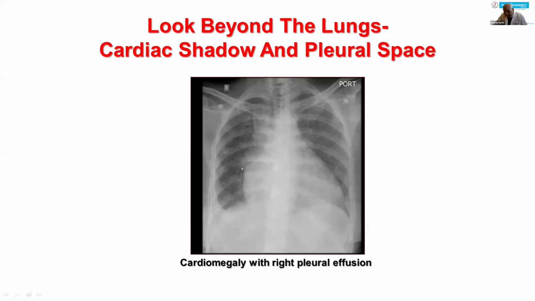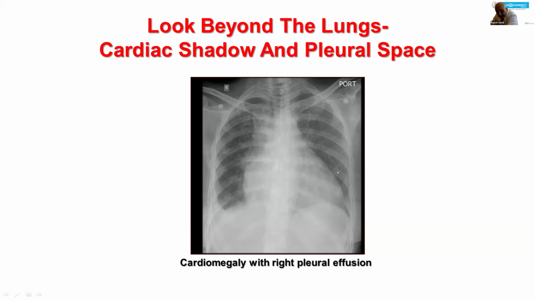Look beyond the lung shadows. The cardiac shadow in this patient is abnormal, and as pulmonologists, you have to look at the chest as a cardiopulmonary segment, not just as lungs. It's a cardiopulmonary thing. The lungs are affected by the heart, and likewise. So here we have cardiomegaly, and we have right pleural effusion.